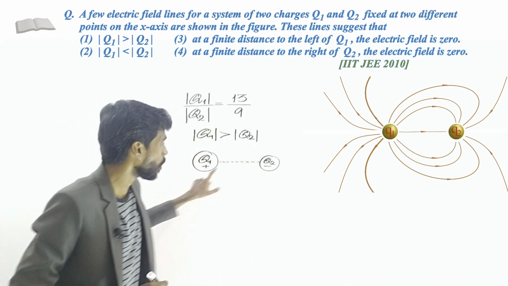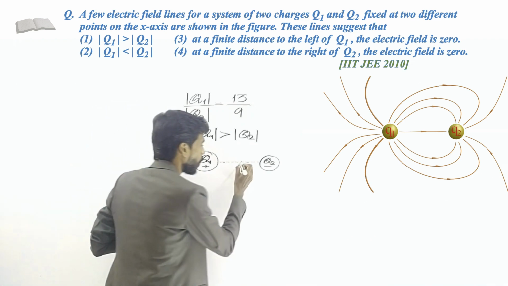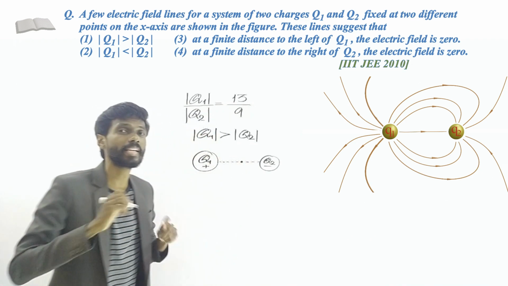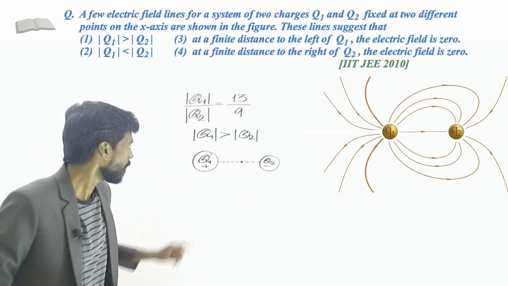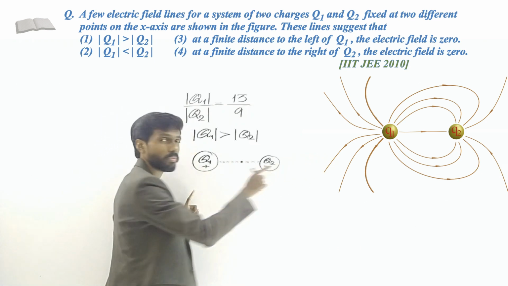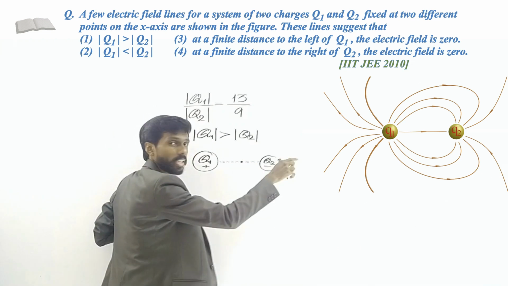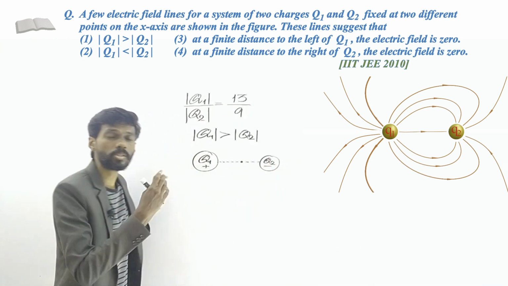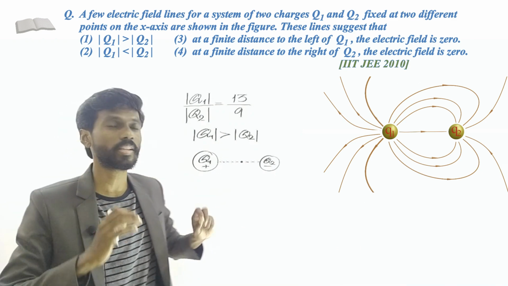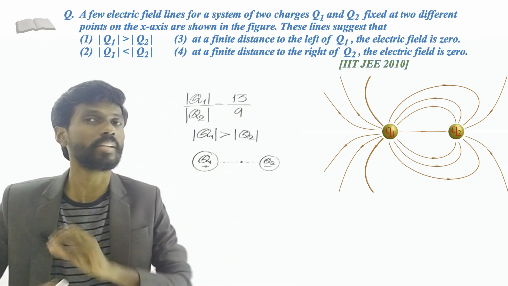No, because these two are of opposite nature. One is a positive charge, one is a negative charge. At no point between these two charges will the electric field be 0, because the electric field due to the positive charge will be away from the charge, in the forward direction. Now the electric field due to the negative charge will also be in this direction, because it is towards the charge. So these two electric fields don't cancel each other. So the electric field at any point between these two charges will never be zero.